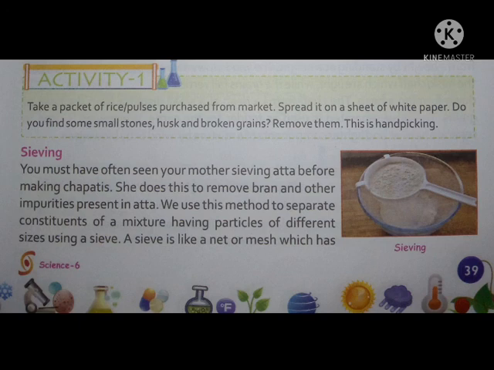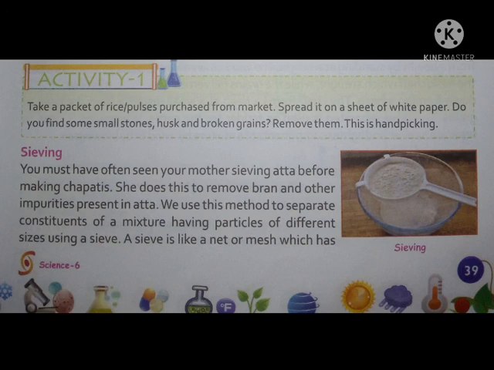Now see sieving. You must have often seen your mother sieving atta before making chapatis. So you have seen that your mother sieves atta before making chapatis, because in atta there may be some impurities present. She does this to remove bran and other impurities present in atta. So sieving is done to remove impurities from that atta.